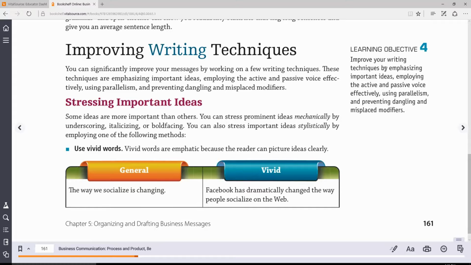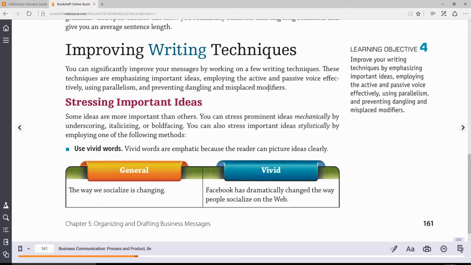Improve your writing techniques by emphasizing the important ideas, employing active and passive voice, using parallelism, and preventing dangling and misplaced modifiers. Remember, there is that grammar portion under the introduction that will have quizzes, not for a grade, but to help you understand this. And so it's saying you need a few writing techniques that will help you.